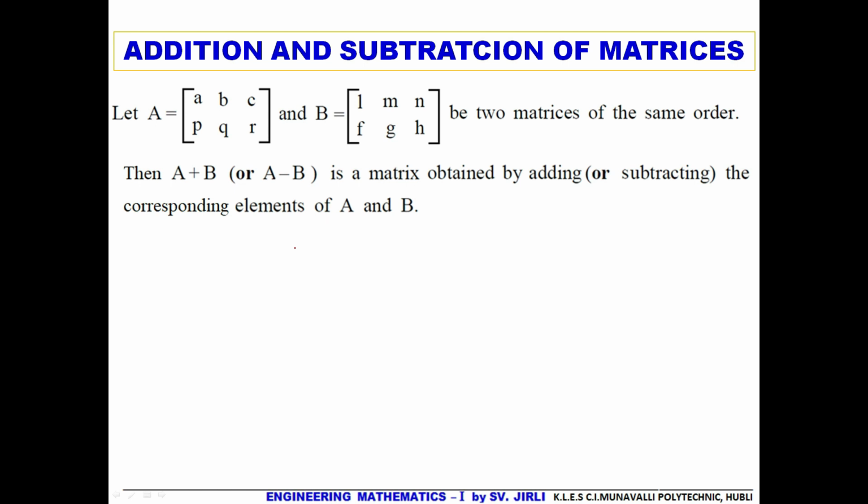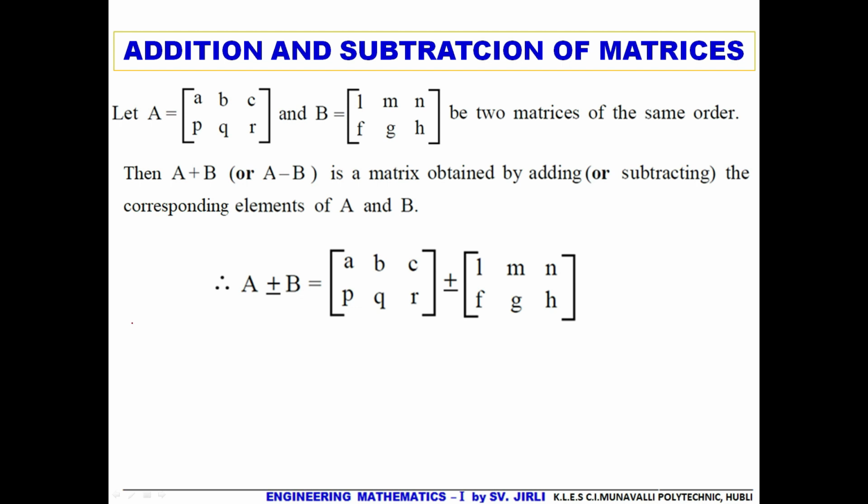Let us write in detail what is A plus B or A minus B. A plus or minus B equal to, write down matrix A plus or minus matrix B. So here we are adding or subtracting the corresponding elements. The next step gives a clear idea of addition and subtraction.